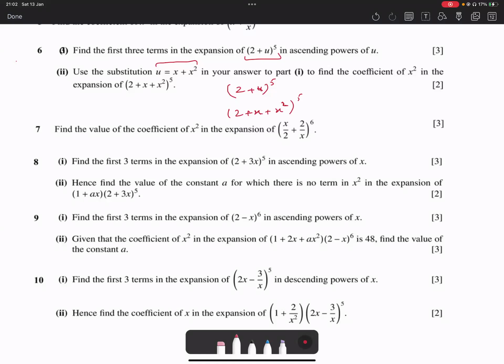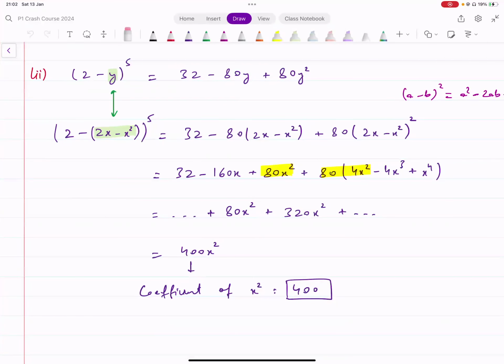What has changed is this thing. In place of u, we have x plus x squared. And that's the substitution they're asking you to use, to just replace u with x plus x squared. Sometimes they give you the substitution. At other times, you have to figure it out yourself, like we did here, by comparing the two expressions.